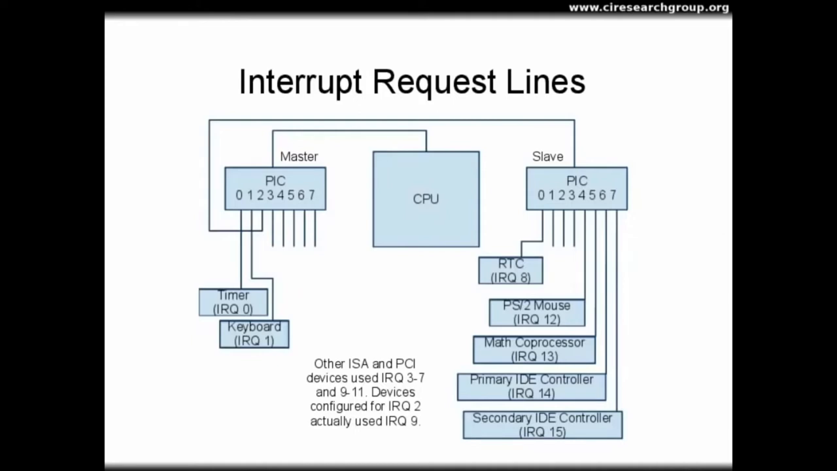Pin 4, corresponding to IRQ 12, was connected to a PS2 mouse. Pin 5, or IRQ 13, connected to the math coprocessor, which was a separate component from the main CPU in earlier PCs. And then pins 6 and 7, corresponding to IRQ lines 14 and 15, connected to the IDE controllers. These were used for disk and eventually for optical devices. This left pins 1 through 3 on the slave controller, or IRQs 9 through 11, available for hardware devices.